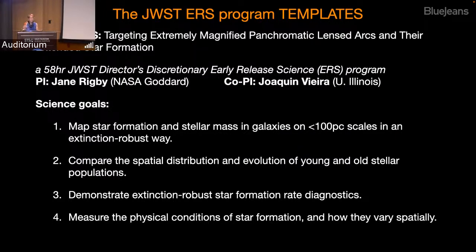So the science goals were, let's see what the stars are doing. Let's map the star formation on the spatial scales of tens of parsecs. Let's compare where the old and the young stars are and understand how star formation has changed with time. Let's figure out how to measure star formation by comparing multiple diagnostics of star formation and seeing how much they vary as a function of extinction and other things. And then let's just measure the physical conditions of star formation, all of the lovely diagnostics of density, temperature, ionization, primary metallicity, and in particular how they vary spatially and how much of that spatial variation you miss when you're studying unlensed galaxies. And in fact, you can fool yourself because you get averages of multiple regions that aren't representative of actually any real region.